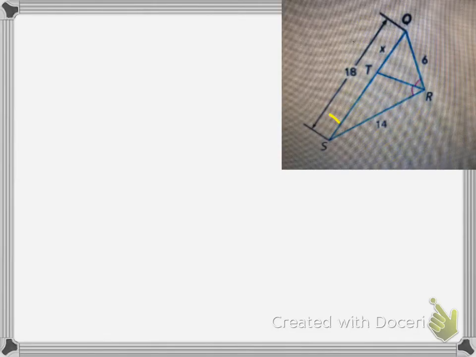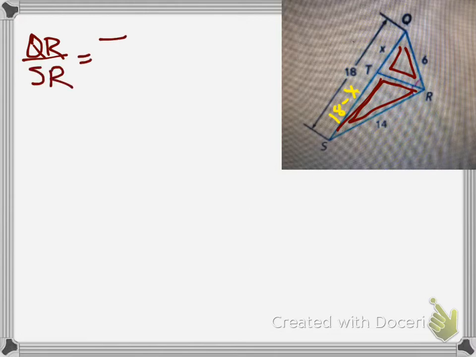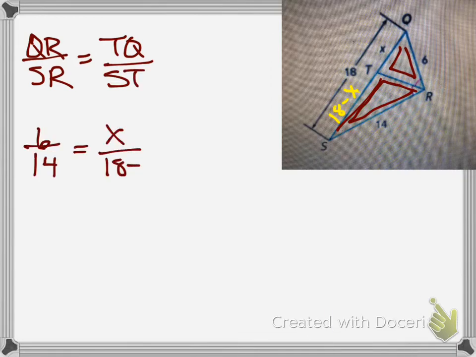Okay, so we've got something like here. I need to look at this side right here. So how do I get that length? Well, the whole thing is 18, and x is that little part, so this would be 18 minus x. What does that mean? It means QR, which is 6, and SR are going to be proportional to QT and ST. So I can say 6 over 14 is going to be x over 18 minus x. Oh no, there's too many x's, I don't know what to do.